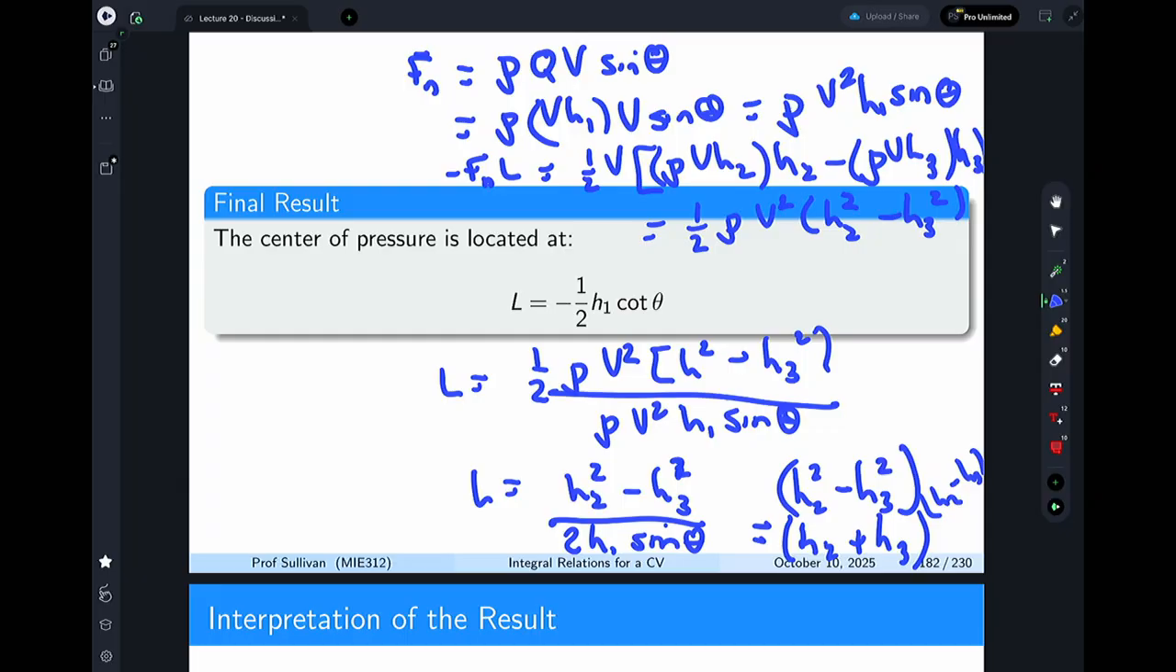Go ahead. So, why is Q equal to V dash? Oh, Q is the area flow rate. And the area in this particular case is assumed to be unit depth, so it's a rectangle of dimensions h1 by 1, and h2 by 1. Both of them are the same.